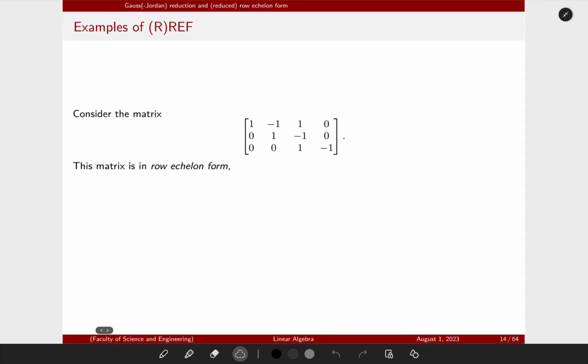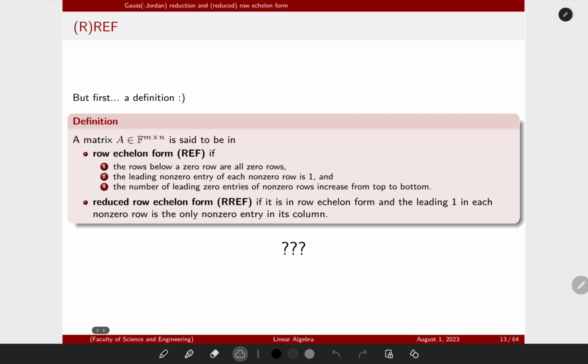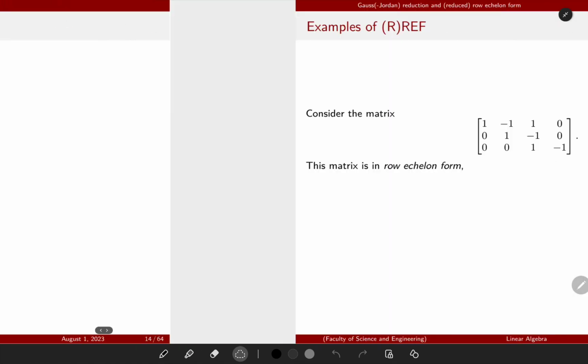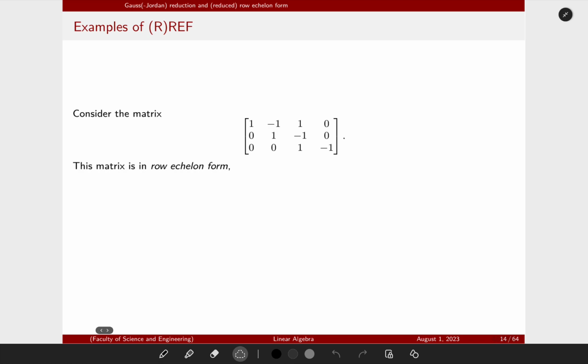We can consider this matrix and we see that it is in row echelon form. Why? Well, first of all, the first non-zero entry in every row is a 1. The number of leading zeros is increasing from top to bottom. And finally, there's no zero row in this one, but if there was a zero row, then every row below would also have to be a zero row.